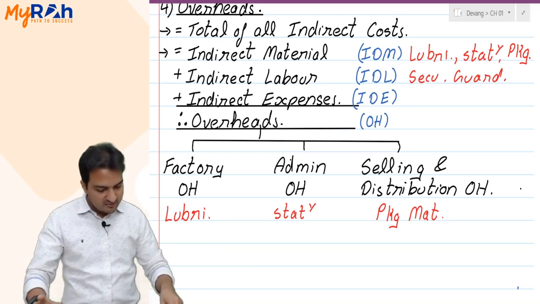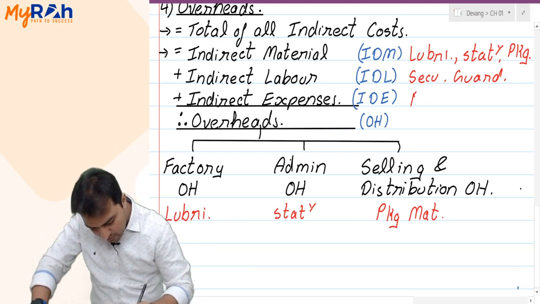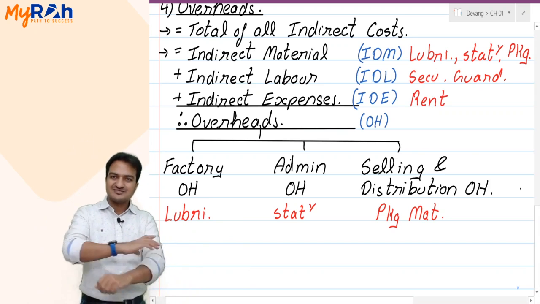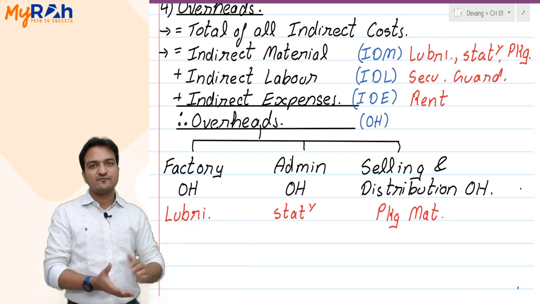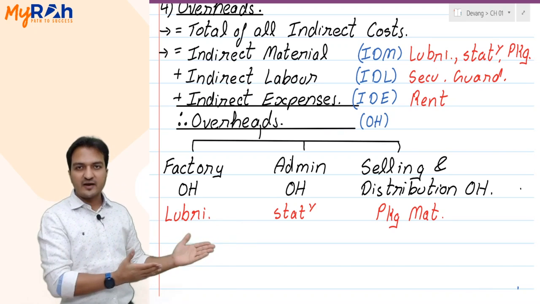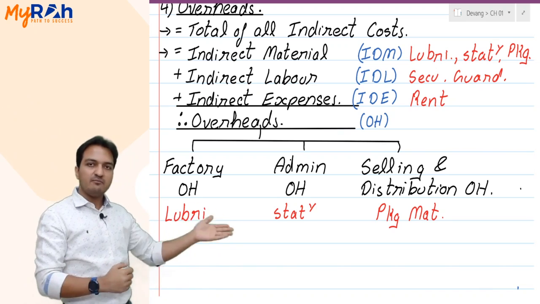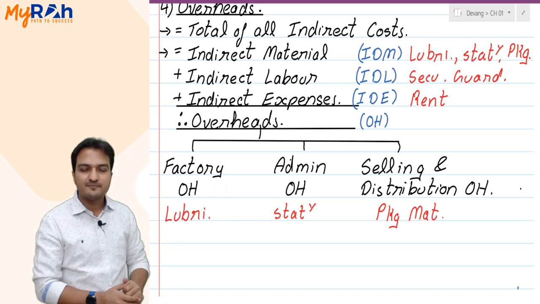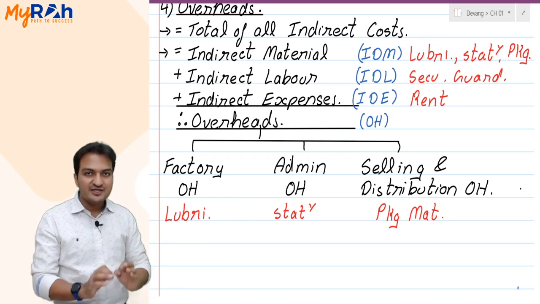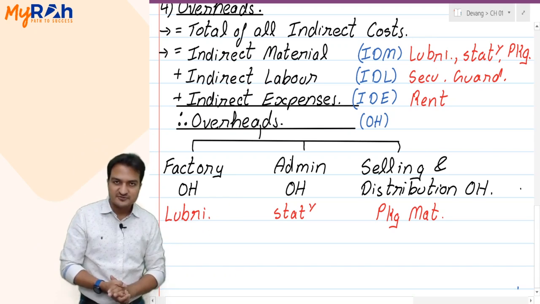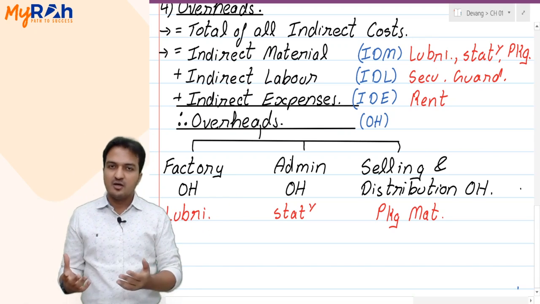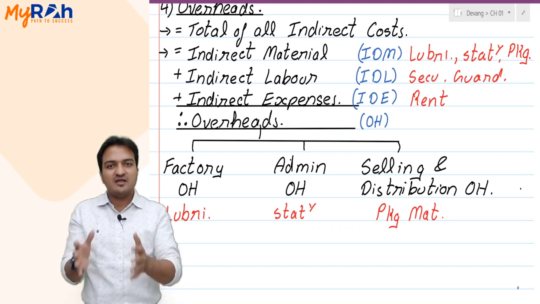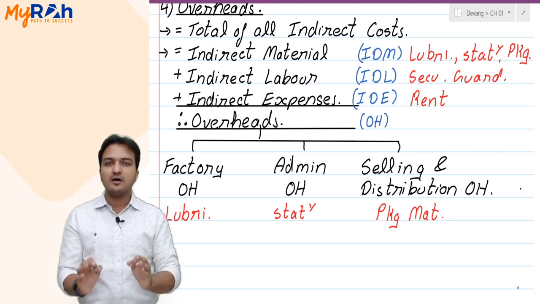And similarly, indirect expenses, I had given you the example of rent. Now, if indirect expense example was rent, that can also fall under any of the three. Rent of the factory will become factory overheads, rent of the admin office will become admin overheads, and rent of the showroom will become selling and distribution overheads. Do you understand that? Yes, these are my major elements of cost. These are my main items of cost based on which we will be learning the different methods of adding up the cost and ultimately making a cost sheet.